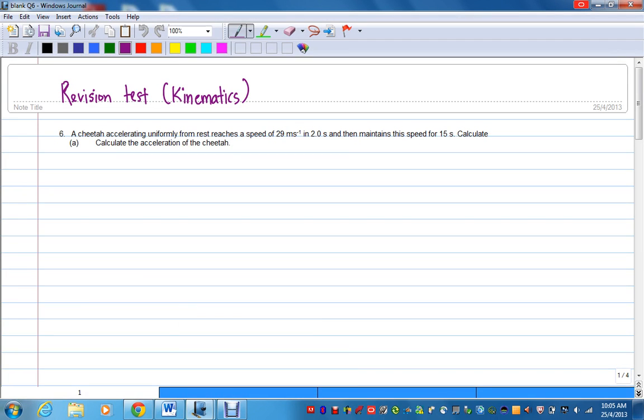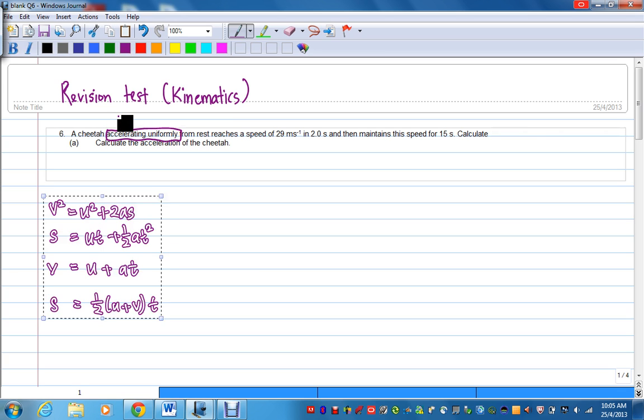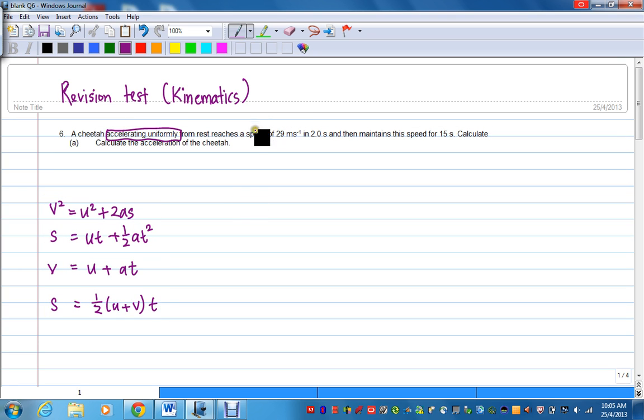In this question, you're given a cheetah undergoing constant acceleration. So when the acceleration is constant, we can use the four equations of motion. Then we are given that it starts from rest, so u is 0, reaches a speed of 29 meters per second, v is 29, in a time duration of 2 seconds, so t equals 2, and then maintains this speed for 15 seconds.